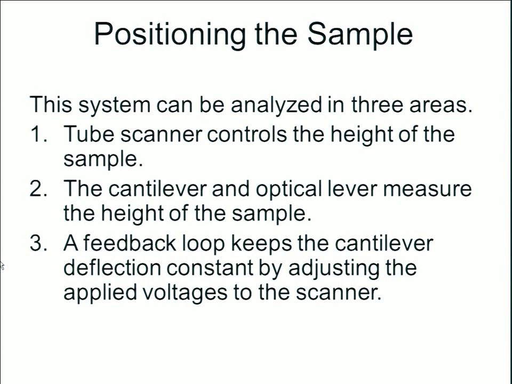The system could be analyzed in three different areas as far as positioning the sample. The tube scanner will control the height of the sample. The cantilever and optical lever will measure the height of the sample, and the feedback loop, again, will keep the cantilever deflection constant by adjusting the applied voltage to the scanner.